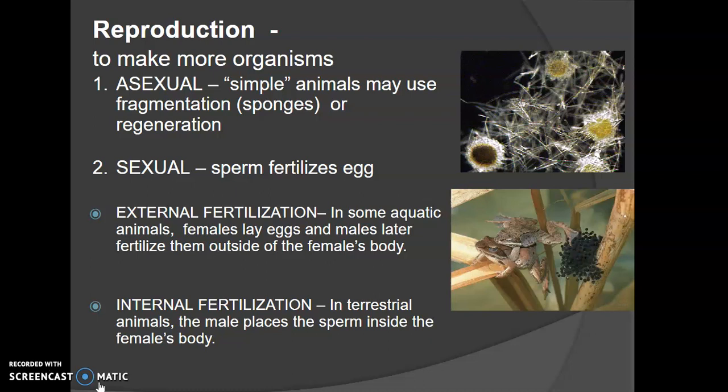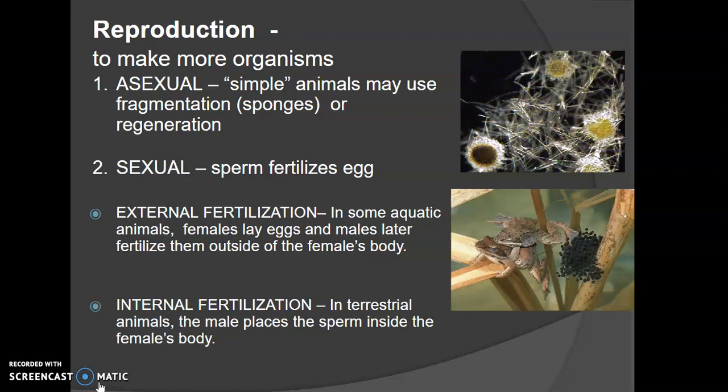Skip down to reproduction. Reproduction means to make more organisms. Only a few kinds of animals can reproduce asexually. These are the simplest type of animals, like sponges. Sponges are animals. And in that first picture, you can see little fragments of sponges that can land in the water and grow into a new sponge. Some animals, like starfish, are able to regenerate lost parts.